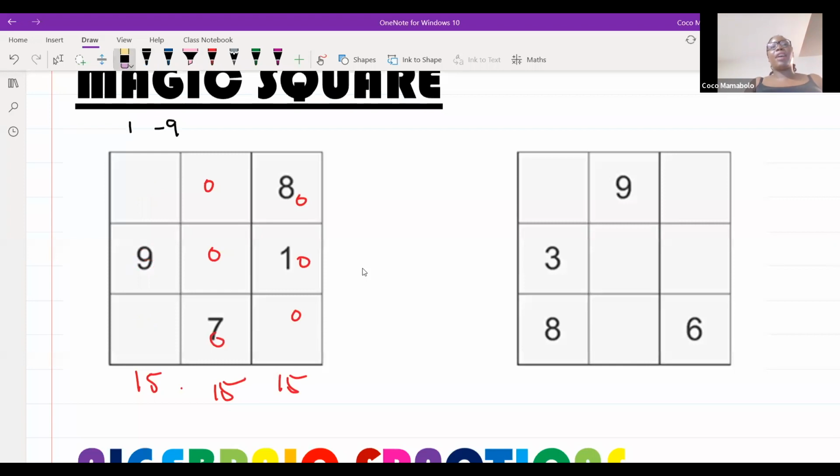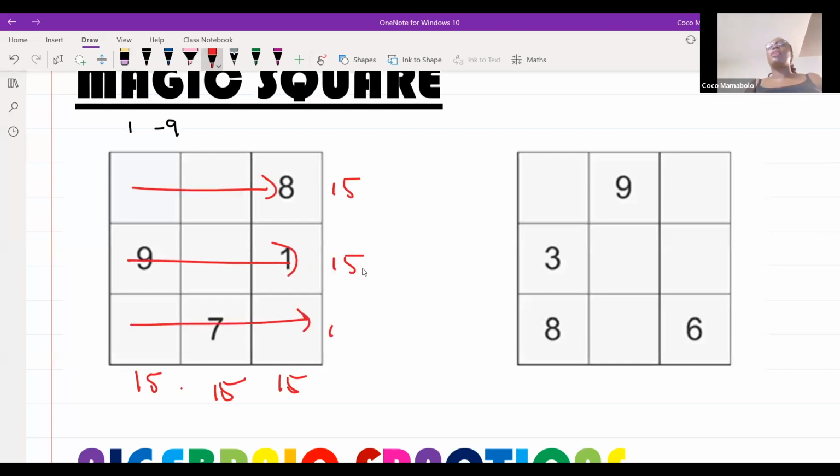However, here's the kicker. When I add them this way, they also need to give me 15. And I add them this way, they also need to give me 15. And when I add them this way, they also need to give me 15. One more. When I add it this way, they also need to be able to give me 15.